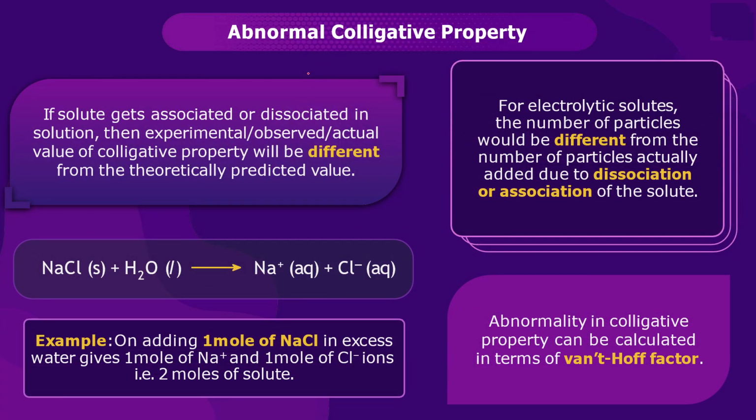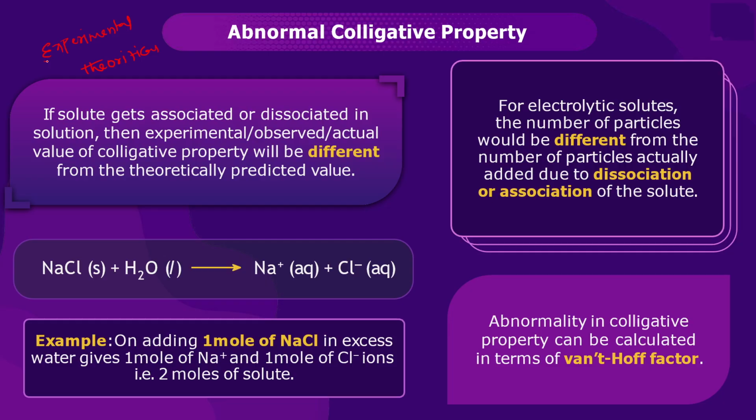Before we start, what is abnormal colligative property? Let me explain. If the solute gets associated or dissociated in solution, then the experimental, observed, actual value of the colligative property will be different from the theoretical predicted value. Here you heard two words: experimental and theoretical. What is meant by experimental and theoretical?